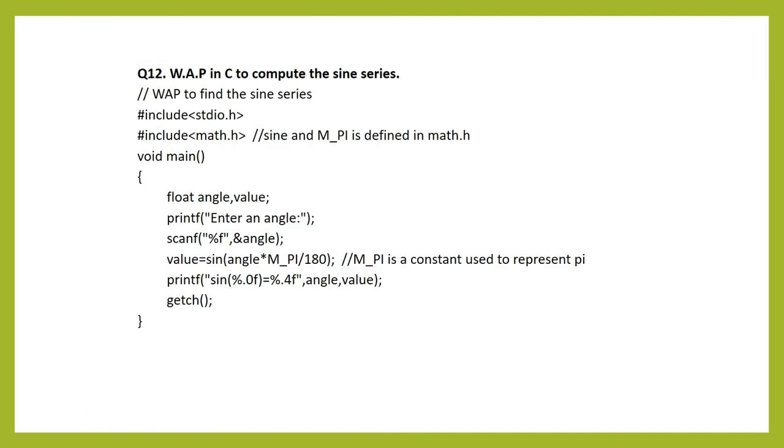Now go for the next one, that is: write a program in C to compute the sine series. For the sine series you have to accept the angle value. So we are defining two variables, angle and value. You accept the angle value by a float type variable, so %f is there. Then you have to put this formula, that is sine of this angle. Here math.h is there because we are using the sine function, which is a math type of function.